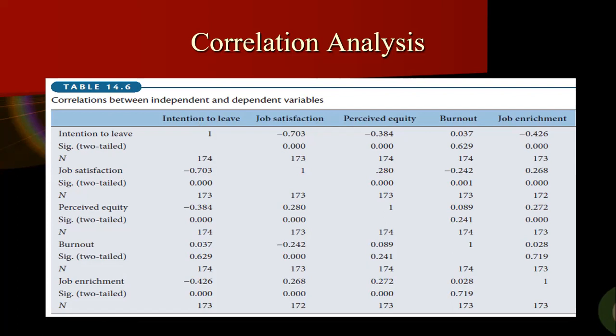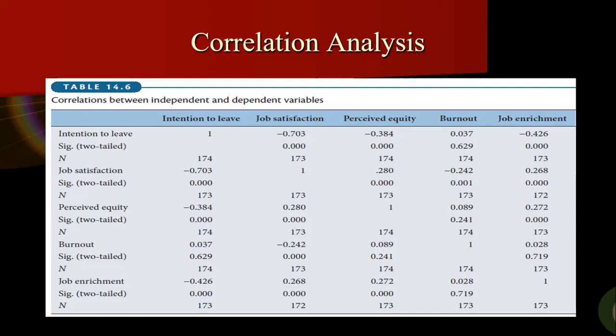And let me give you another example. Perceived equity has negative 0.384 value of correlation coefficient with the intention to leave. So both variables have negative relationship with each other, right? A negative relationship means if perceived equity increases, intention to leave decreases.